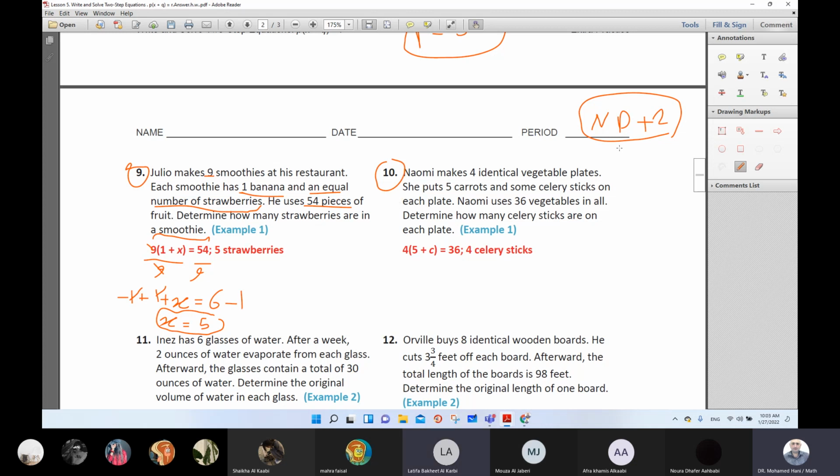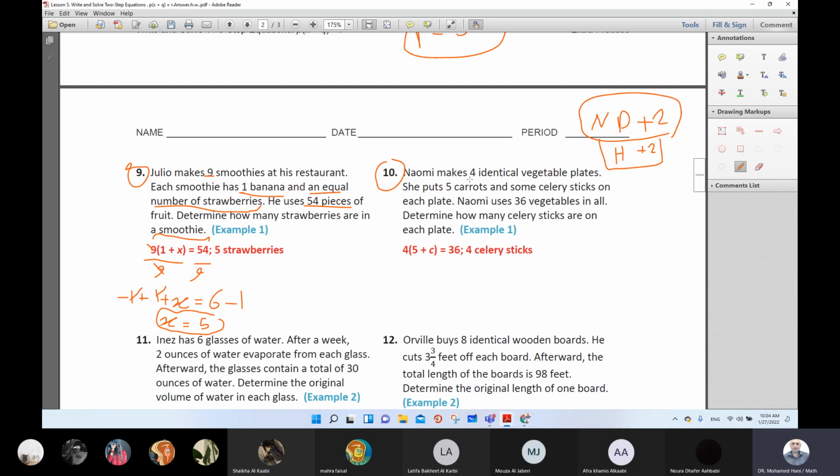Okay. Naomi makes 4 identical vegetable plates. She puts 5 carrots and some celery sticks on each plate. Naomi uses 36 vegetables in all. Determine how many celery sticks are on each plate. Thank you, Hajar. Great work.